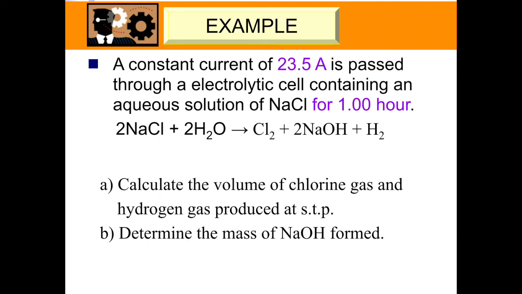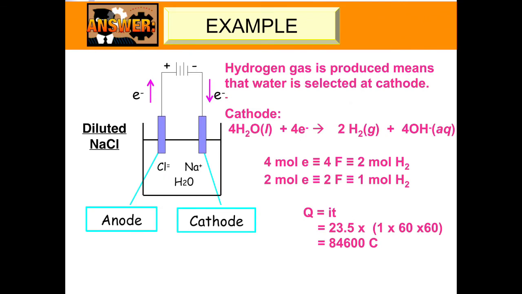For example, a constant current of 23.5 ampere is passed through an electrolytic cell containing an aqueous solution of NaCl for 1 hour. Calculate the volume of chlorine gas and hydrogen gas produced at STP and determine the mass of NaOH formed. To solve this question, we must first identify which half cell is involved in the calculation. The clue is that hydrogen gas is produced. This means that water is selected at the cathode because only water can produce hydrogen gas in this electrolytic cell.